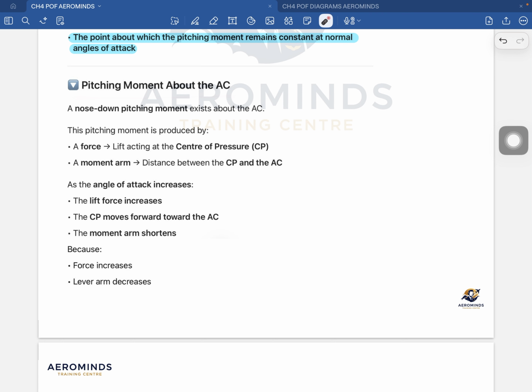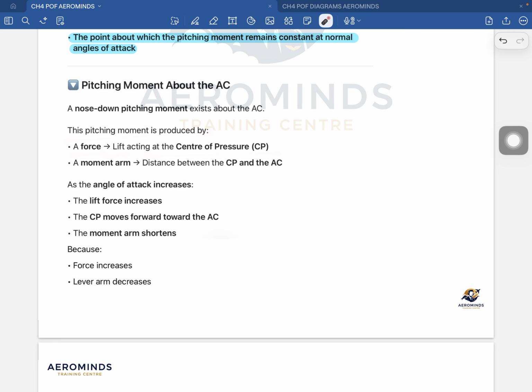See, a nose down pitching moment exists about the AC. For most of the cambered aerofoils, a nose down pitching moment will exist. Nose down basically means the moment tries to rotate the nose of the airfoil downward. Now where does this pitching moment come from? It is produced by the lift acting at the center of pressure, which is not at the same place as the aerodynamic center.